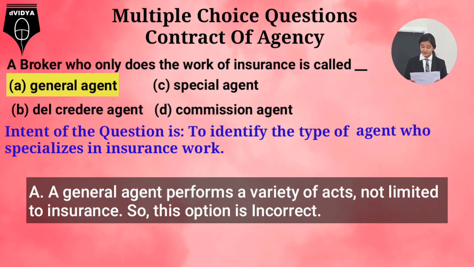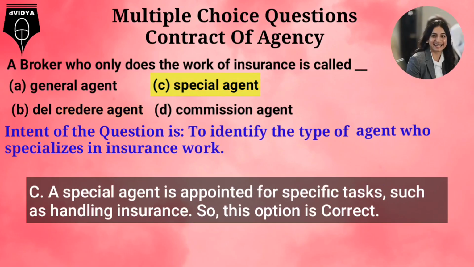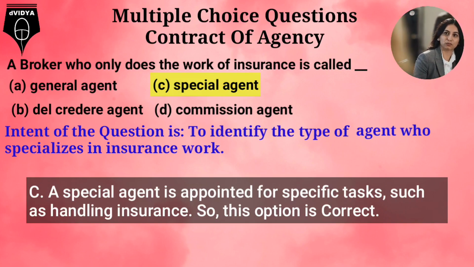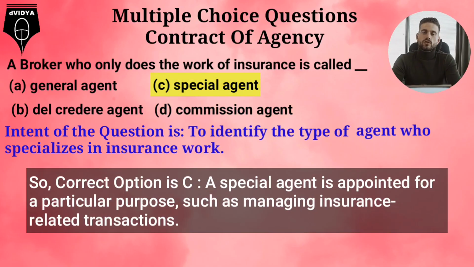Option A. General agent. A general agent performs a variety of acts, not limited to insurance. So, this option is incorrect. Option B. Del credere agent. A del credere agent guarantees solvency but does not specialize in insurance. So this option is incorrect. Option C. Special agent. A special agent is appointed for specific tasks, such as handling insurance. So this option is correct. Option D. Commission agent. Commission agents earn a fee for selling goods but are not limited to insurance. So this option is incorrect. So, correct option is C. A special agent is appointed for a particular purpose, such as managing insurance-related transactions.